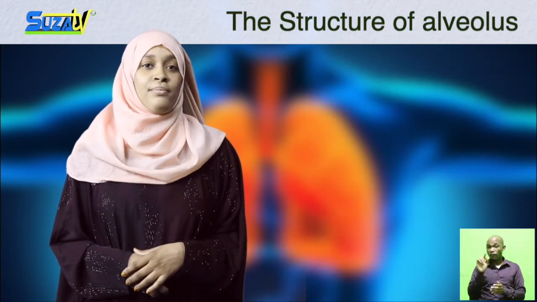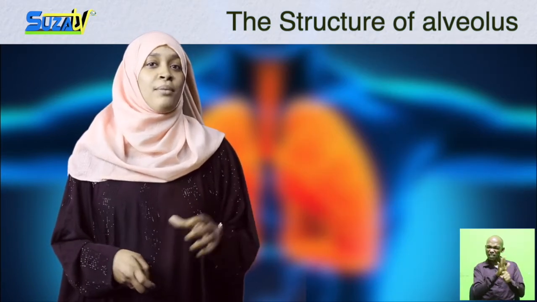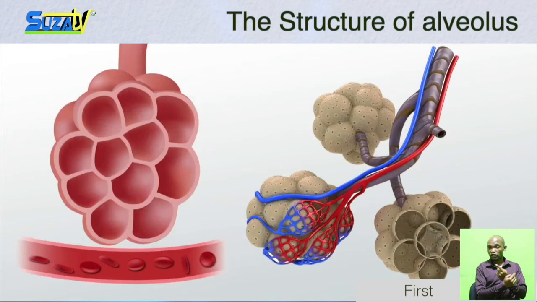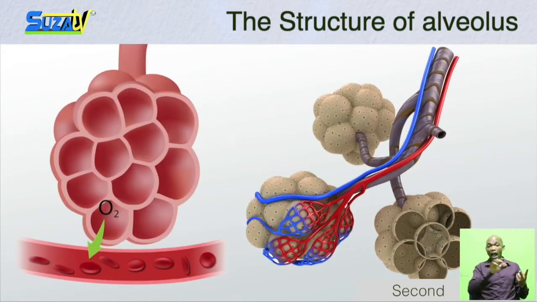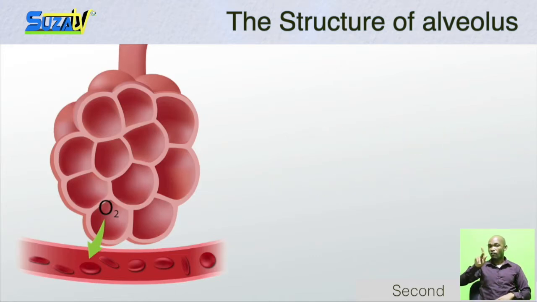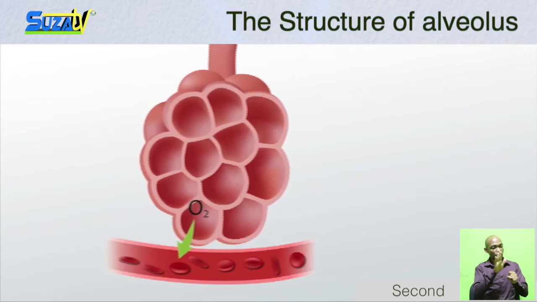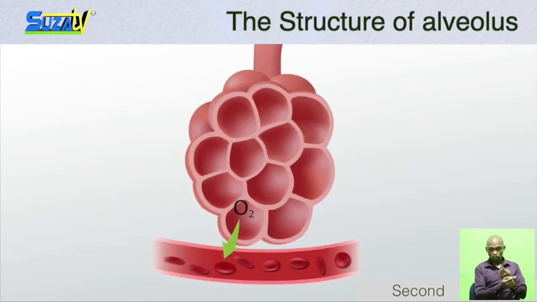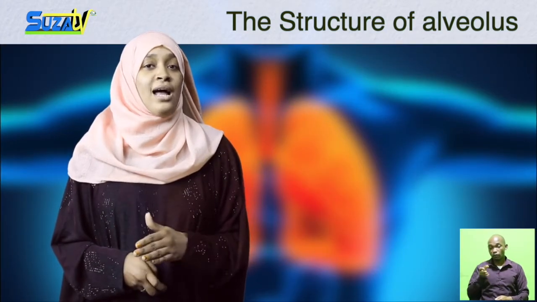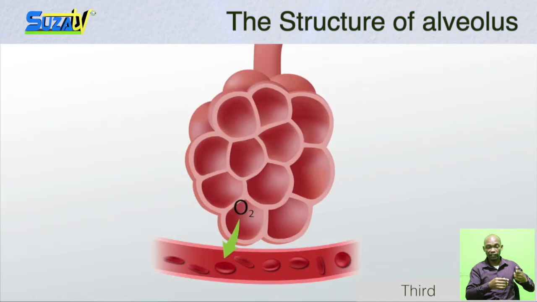So let's discuss them. First, there is a huge number of them. This is to increase the surface area and allow the efficient and fast exchange of gases between the blood and the lungs. Second, the alveoli are surrounded by many blood capillaries. This means that more air can be exchanged in a given amount of time and makes the exchange of gases across the alveoli efficient.